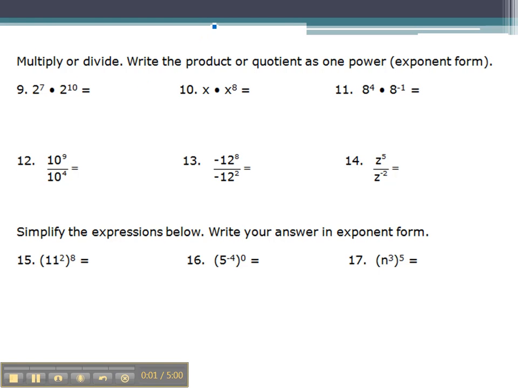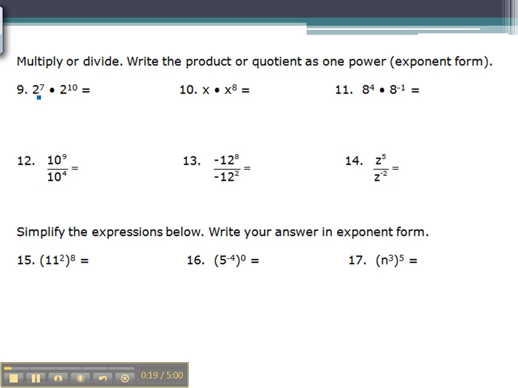Okay, for problems 9 through 14, we need to multiply or divide and then write the product or quotient as one power in exponent form. So we don't need to multiply all the way out or divide all the way, we just need to write it as a single power. So we just need to remember the rules for multiplying and dividing with exponents.